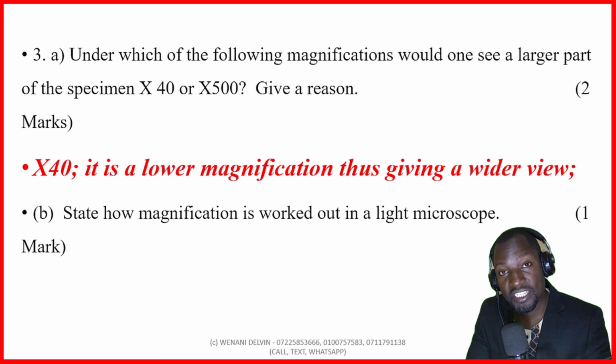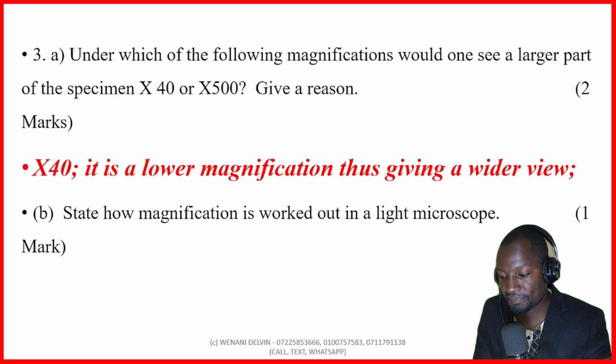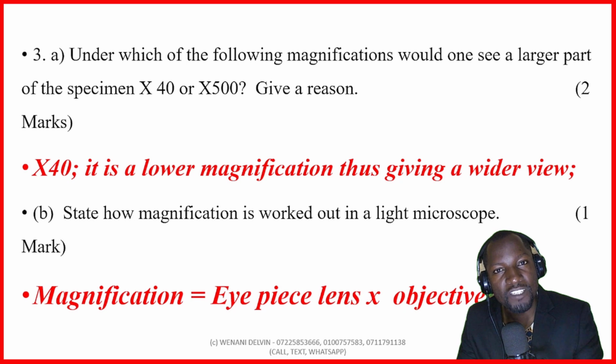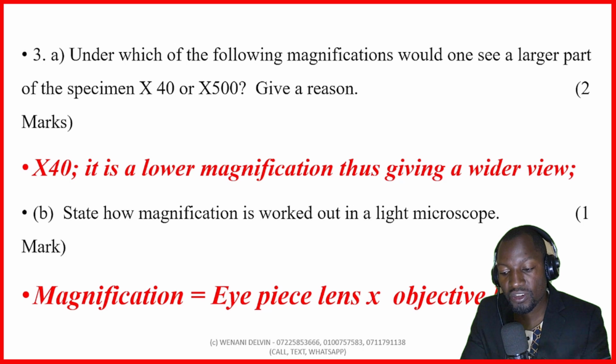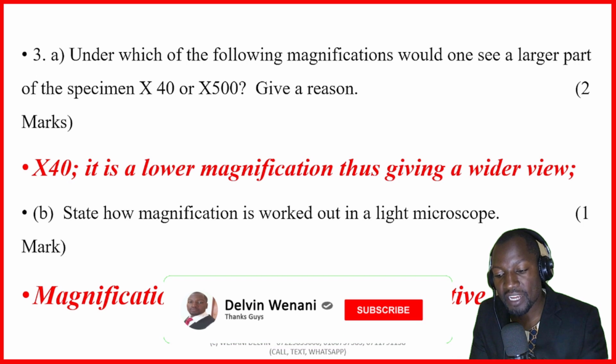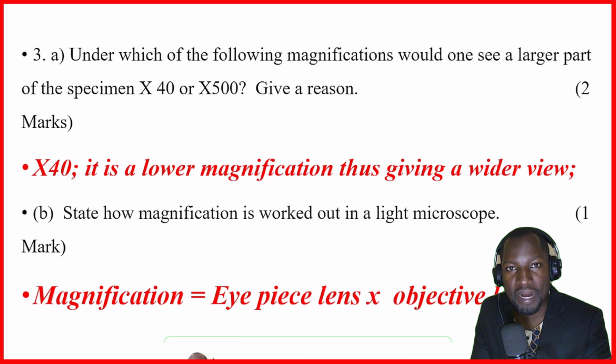State how magnification is worked out in a light microscope. This is the formula. Magnification is equal to the eyepiece lens magnification times the objective lens magnification.